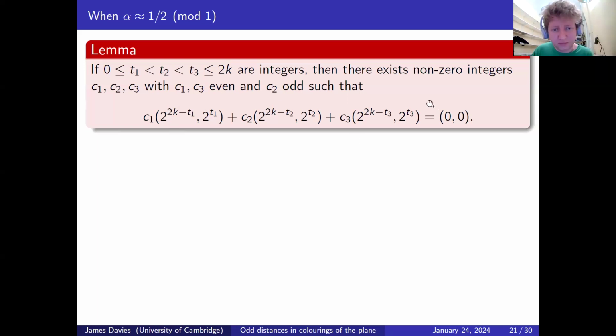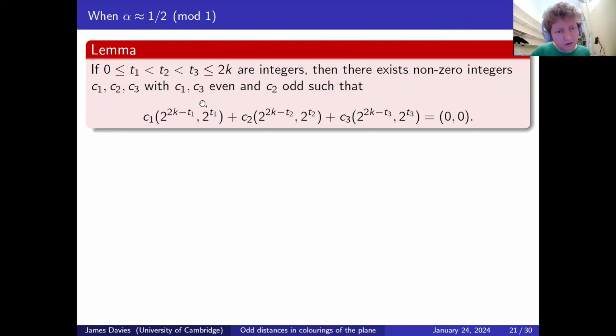So for this summation, we're taking, for each i, the summation of c_i times this point in Z squared, which is 2 to the power of 2k minus t_i in the first coordinate, and then in the second coordinate 2 to the t_i. So why is this true? Well, first of all, we can take some c1, c2, c3 that are non-zero, so that this sums to 0. This is basically just because Z cubed is not a subgroup of Z squared. So some non-zero ones exist. And if we multiply out by a factor, we can assume that their greatest common divisor is 1 as well.